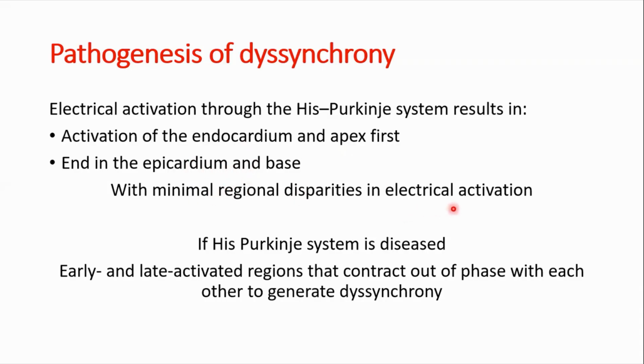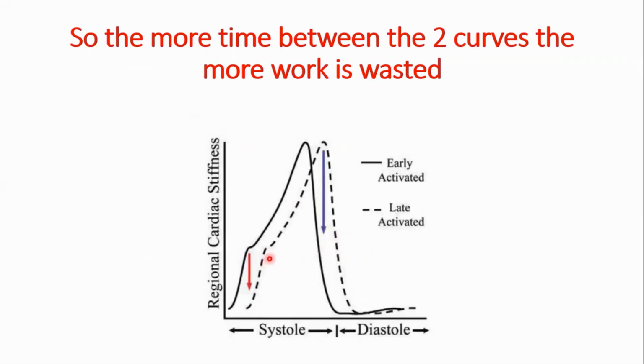in the electrical activation. So when the His-Purkinje system is diseased, as in left bundle branch block, or when we are pacing from the right ventricle, there is a disparity in the activation of the heart, and there are early and late activated regions that contract out of phase with each other, generating dysynchrony. Here we can notice that some parts are activated early, some parts are activated late, and there is a waste of energy between these two curves.